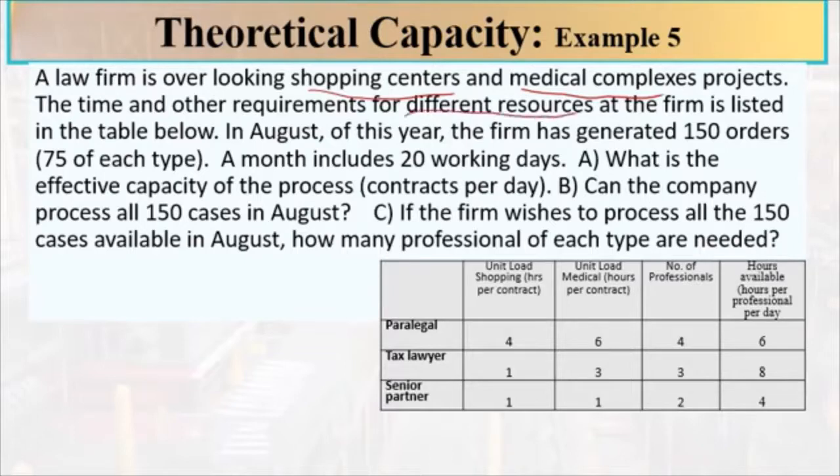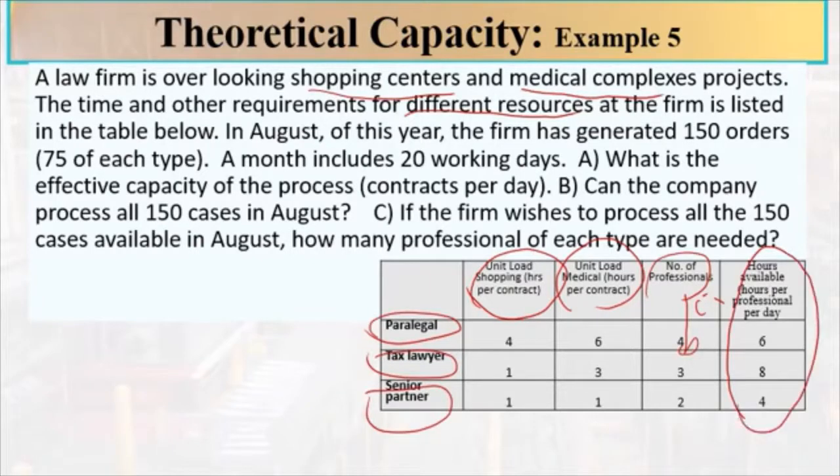And these are the time requirements. We have the two different products, medical and shopping. We have the number of professionals per resource pool, and these are three different resource pools, but we see something different here. We have the available hours for each one of these resource pools. We haven't seen anything like this before.